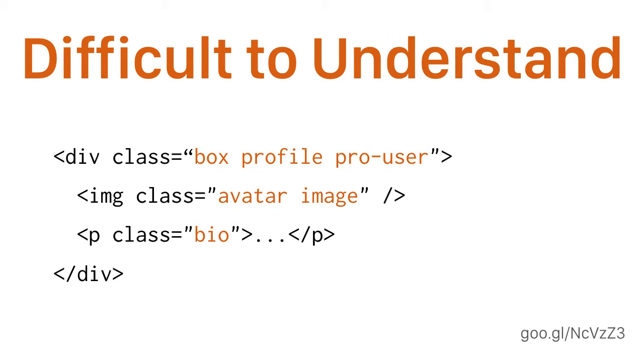Here's a good example of the kind of problem that we run into. Nobody but the person who wrote this knows what this code does. How are box and profile related? How are profile and avatar related? Are they related at all? Should you be using the pro user class alongside the bio class? Will image and profile live in the same part of the CSS? Can you use avatar anywhere else or only here? There's no way to answer that question here. You have to go do a bunch of detective work in the CSS.